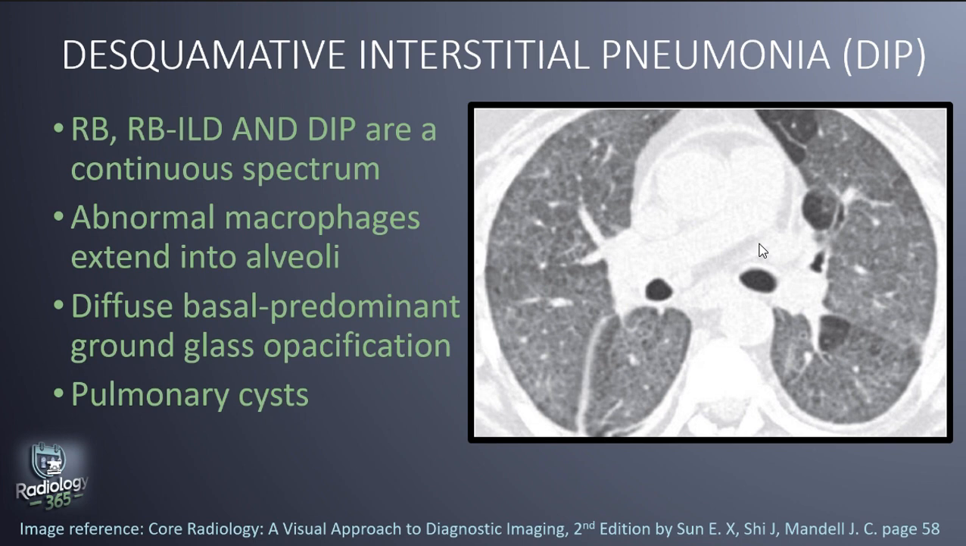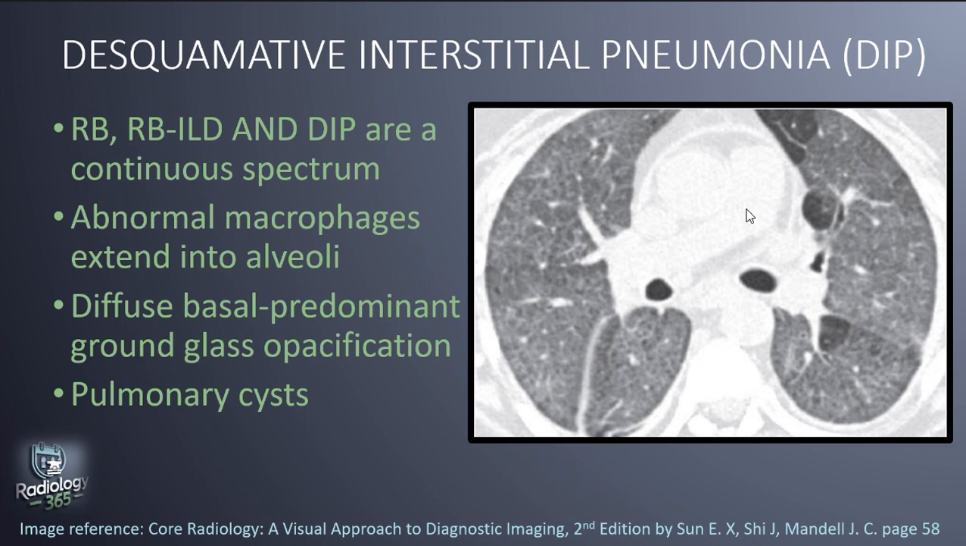So that should make the imaging features of desquamative interstitial pneumonia make sense, since now the pigmented macrophages are not only in the bronchioles, they are also going to extend into the alveoli. So we'll not only have these centrilobular ground glass nodules, but these ground glass nodules are now going to be more coalescent. So the imaging of DIP shows diffuse basal predominant ground glass opacification. Although the predominant abnormality is ground glass, a few cysts may also be present.